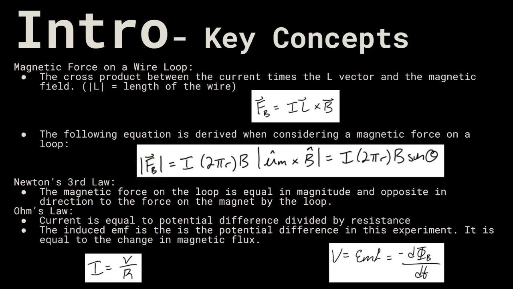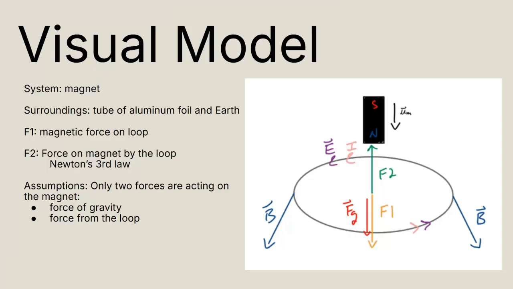We also use Newton's third law, in that the magnetic force on the loop is equal in magnitude and opposite in direction to the force on the magnet by the loop, as well as Ohm's law, where current is equal to the potential difference divided by resistance, and the induced EMF is the potential difference in this experiment, and that's equal to the change in magnetic flux.